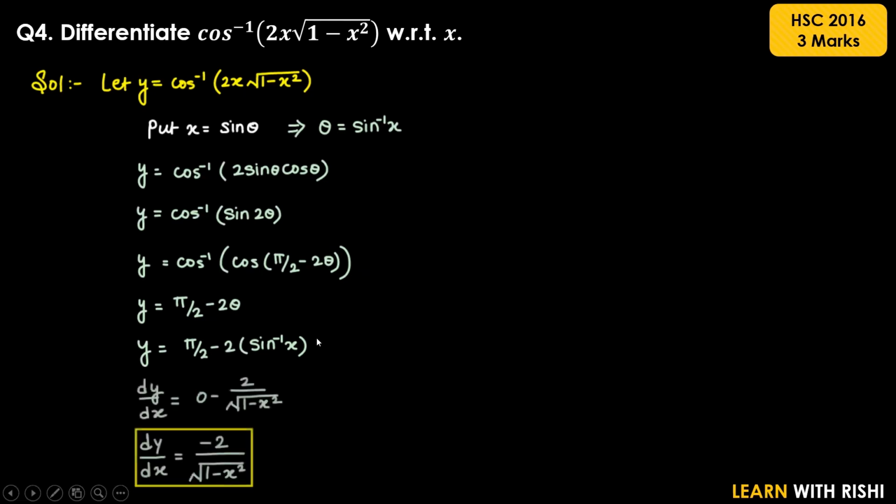Now we'll differentiate it with respect to x. So we'll get dy by dx is equal to derivative of pi by 2, which is 0, minus 2 is constant, and derivative of sine inverse of x is 1 upon under root 1 minus x square. So the final answer will be minus 2 upon under root of 1 minus x square.